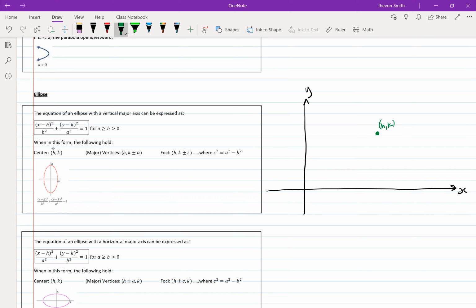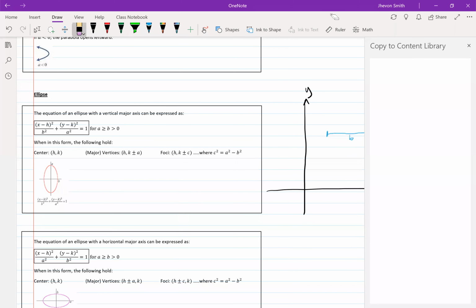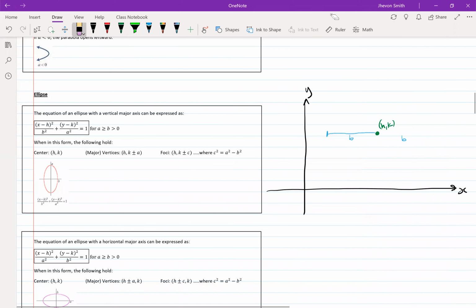So the b is going to tell you we're going to move b units left and b units right from the center, right? So this is how we're moving in the x direction. We move units of b. Let's actually, we don't care about drawing to scale, but let's make it look a little bit more to scale. Okay, so that's how you move in the x direction.